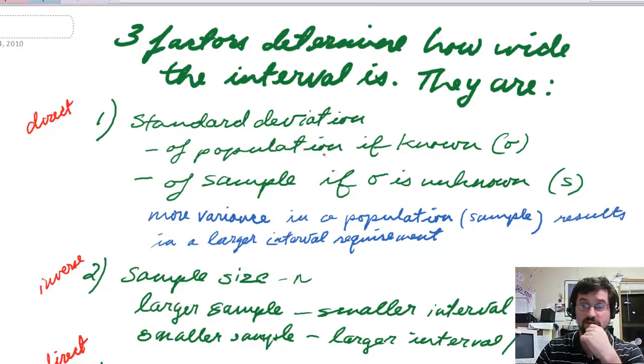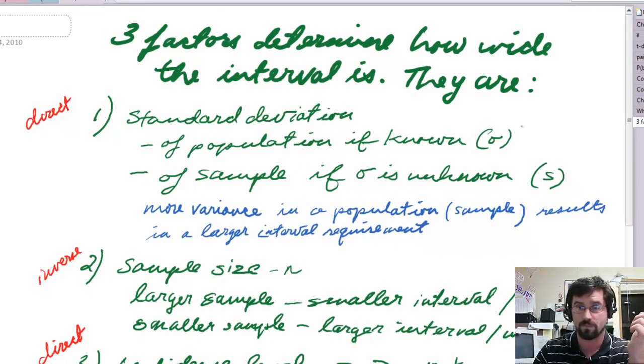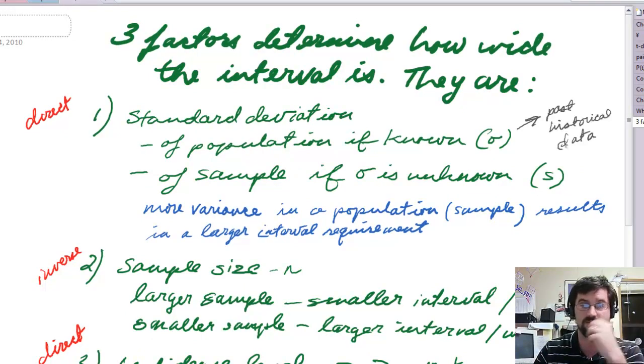Okay, so the three factors that determine how wide the interval is are, the first factor is the standard deviation. And you can either get the standard deviation of the population if it's known. How might it be known? It could be past historical data has given it to us. Or if you're sampling from a population whose standard deviation is not known, then instead of using sigma, you'll end up using S.